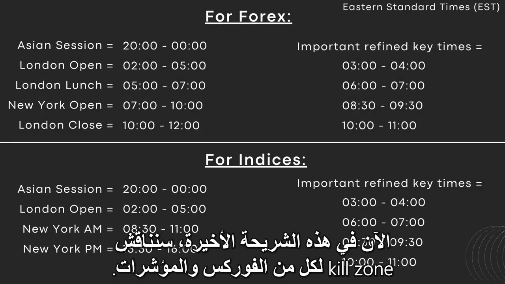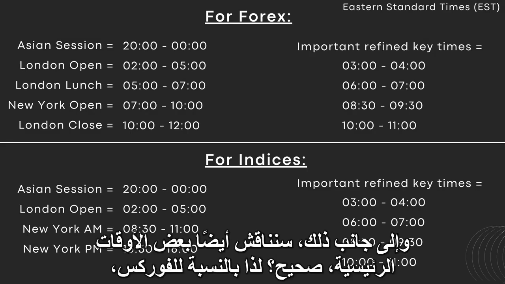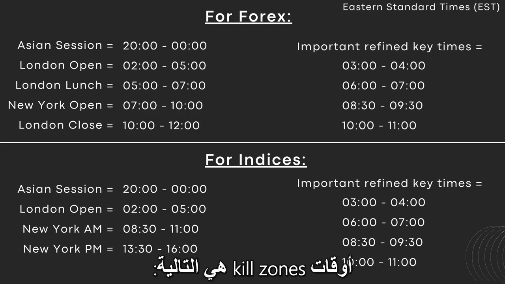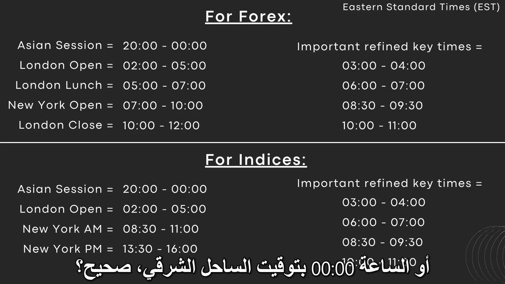Now, in this last slide, we'll discuss the kill zone for both forex and indices, and we'll discuss the characteristics of each kill zone, and along with that, we'll also discuss some key times. So for forex, the times of the kill zones are the following. Asian session is from 20 Eastern Standard Time to midnight, or 0 Eastern Standard Time.